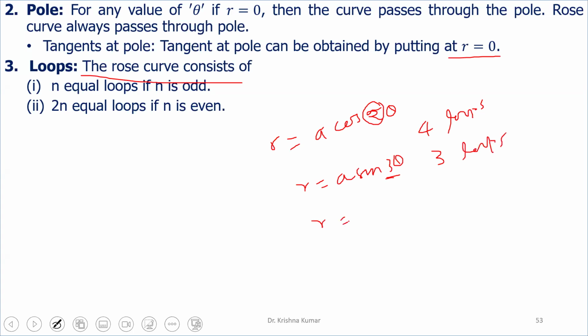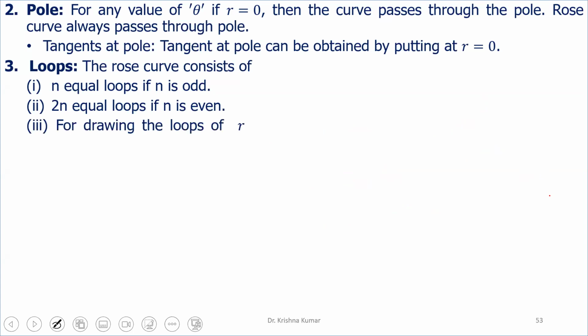And if we have r equal to a sin 4 theta, here again 4 is even, so we get 2 into 4, that is 8 loops. So this is very important. While tracing the curve, we will see how we are getting the different loops.